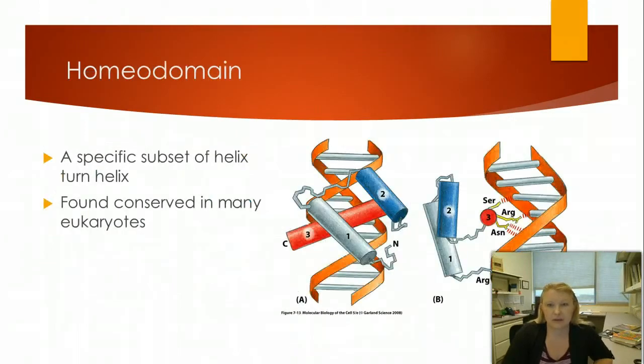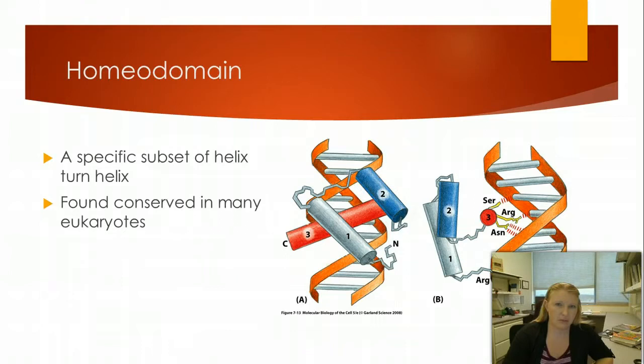Another example is a homeodomain. A homeodomain motif is a conserved motif of about 60 amino acids or so, and this one actually has 3 helices. You'll see here that the red is still the recognition helix, and it sits in the major groove of the DNA, while the gray will interact with the minor groove, and the blue once again will provide stability, and you can see that here on this image. This one's found conserved in a lot of eukaryotes.